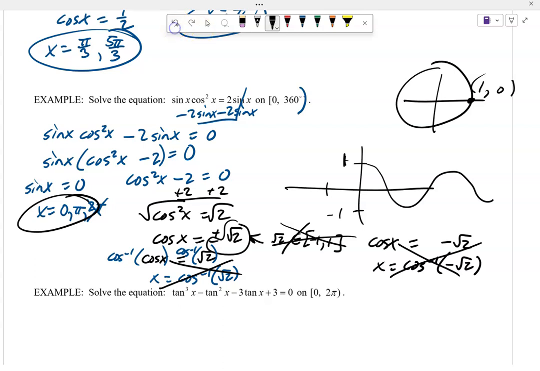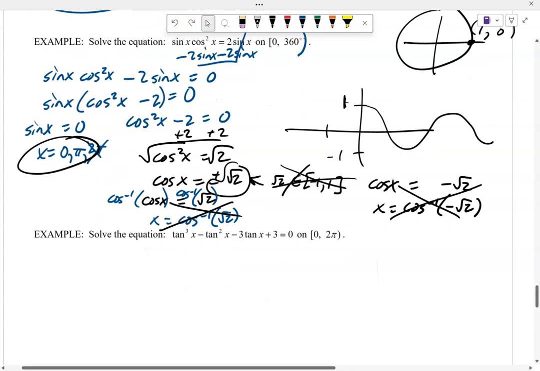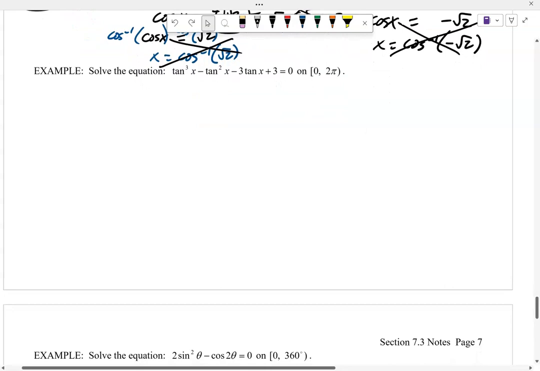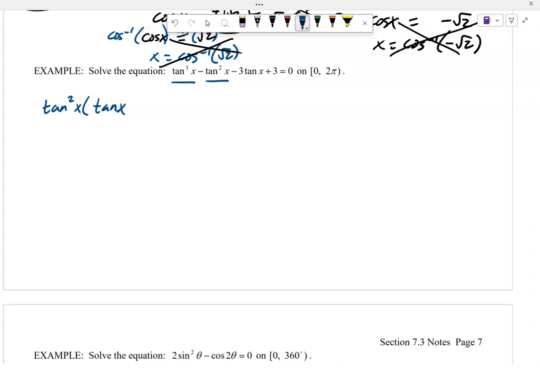Oftentimes if you have 4 terms and you're using the approach of factoring, you're probably going to be factoring by grouping. And so if you look at the first two, see how I can take a tangent squared out of each of those? And I'd be left with tangent of x minus 1. And then if I look at the second two, see how I can take out a minus 3 on those?